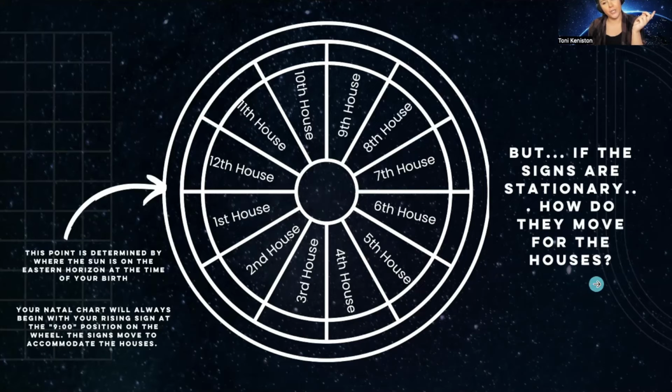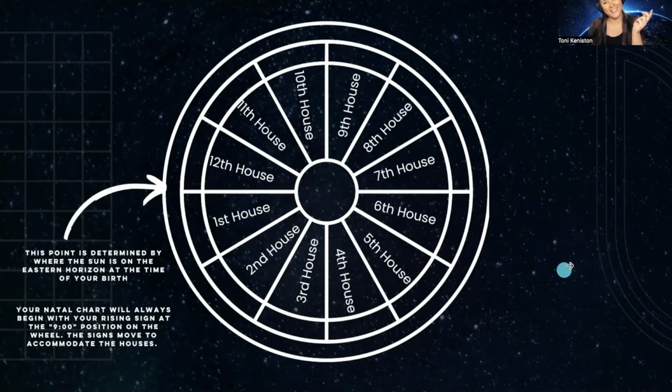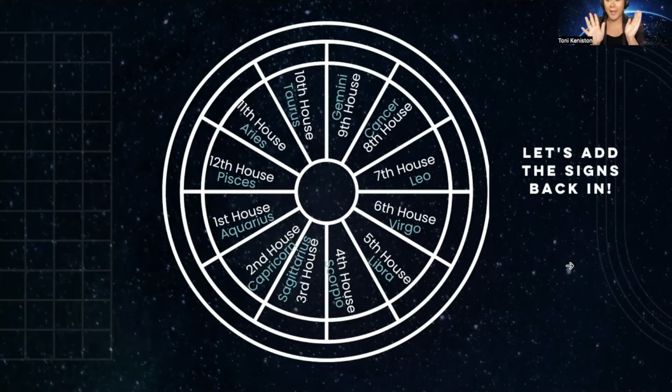But if the signs are stationary, how do they move for the houses? Of course, the wheel cranks. So let's add these signs back in. This is not normal. I've seen a couple of charts that got pretty close to one house and one sign being almost identical, but it doesn't always happen, especially if you're using different house systems, like if you're not using equal, which you don't need to know today.